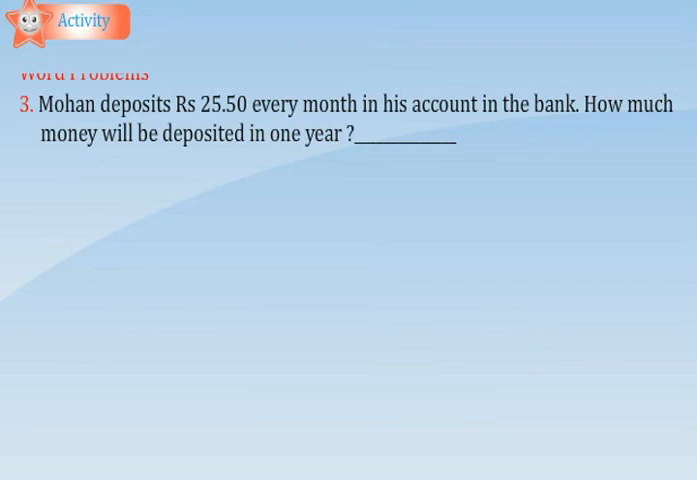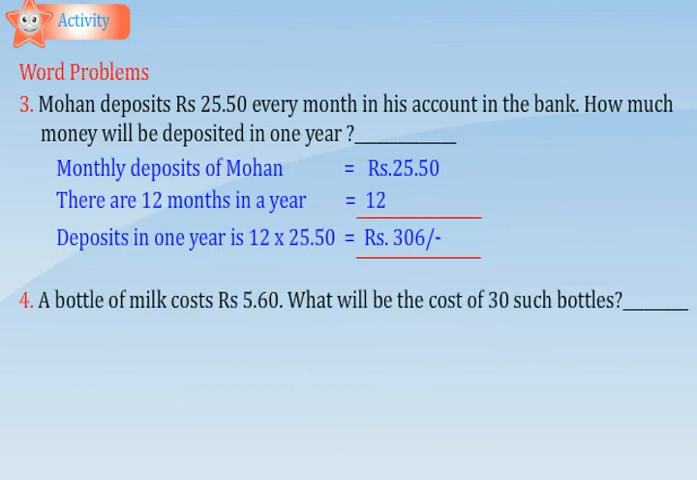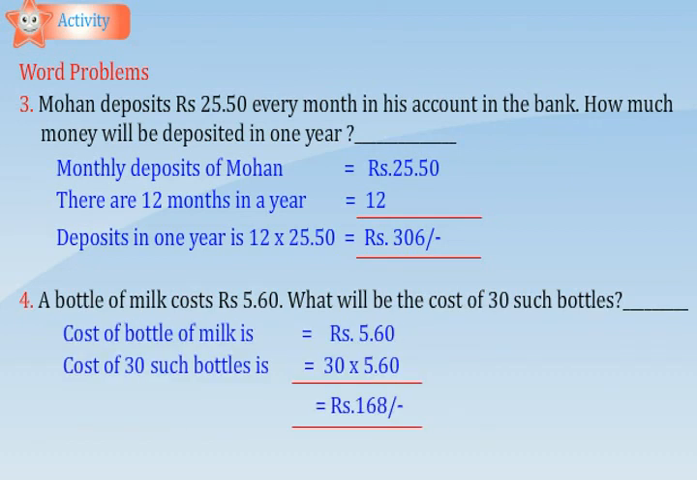Mohan deposits rupees 25.50 every month in his account in the bank. How much money will be deposited in 1 year? A bottle of milk costs rupees 5.60. What will be the cost of 30 such bottles?